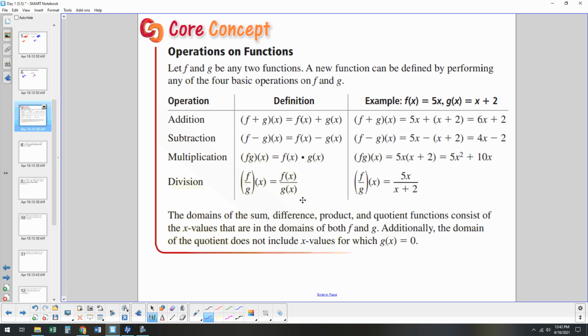What's going to be different now is the domains of the sum, difference, product, and quotients will consist of the x values that are in the domains of both of our original functions. In addition, when we're doing division, we have to exclude what would have made the denominator 0 as well.